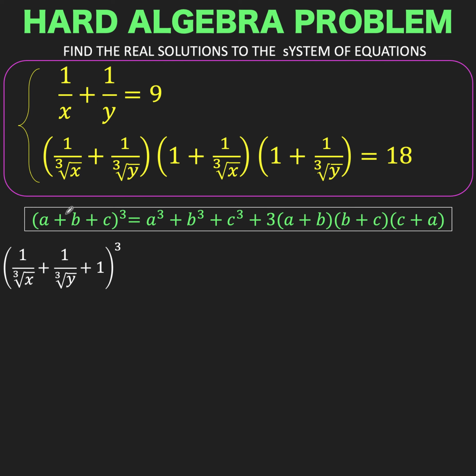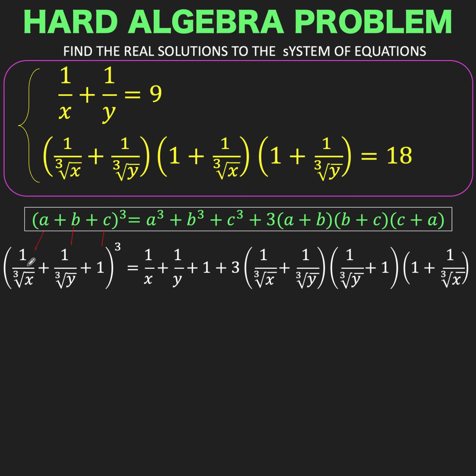In here, we are going to let a be equal to 1 over the cube root of x, b would be 1 over the cube root of y, and c would be 1. So we have this assignment here. Now, following this identity, we can expand this cube of a trinomial this way. The cube of 1 over the cube root of x is 1 over x. The cube of 1 over the cube root of y is 1 over y. And of course, the cube of 1 is 1.